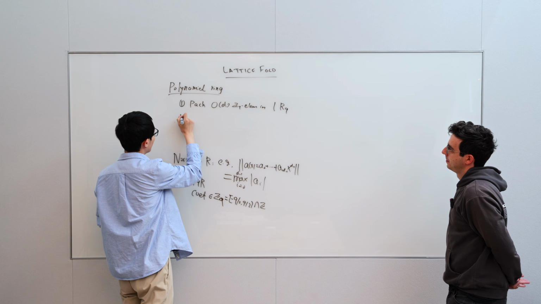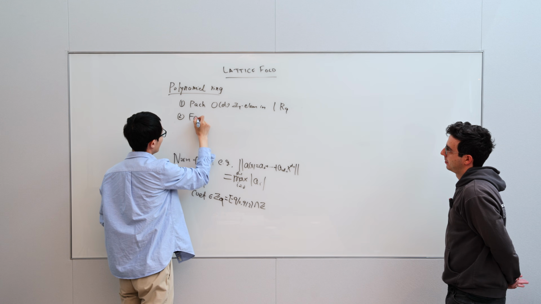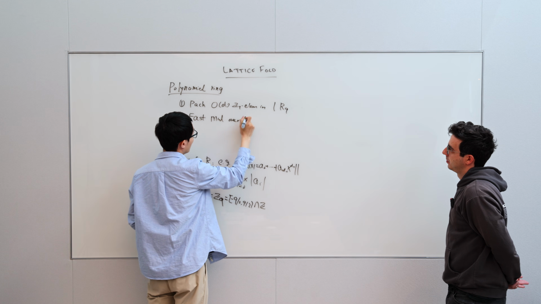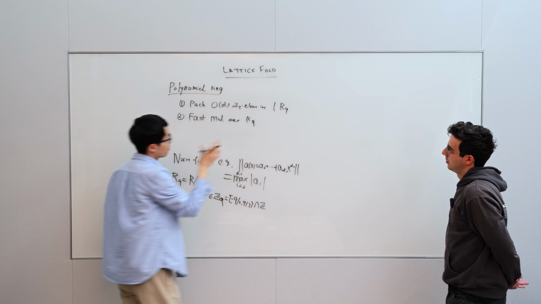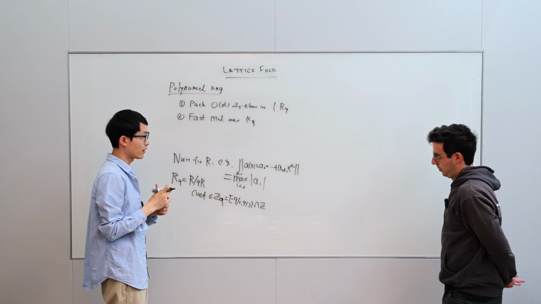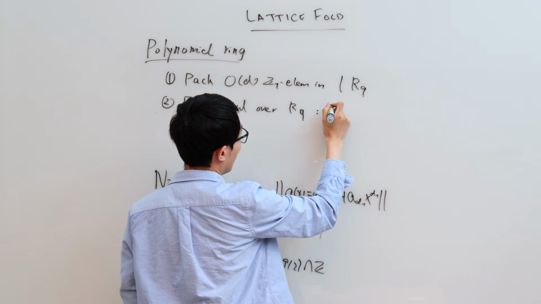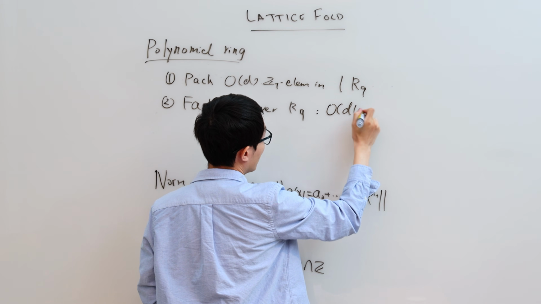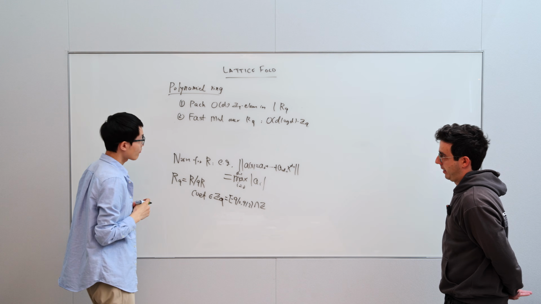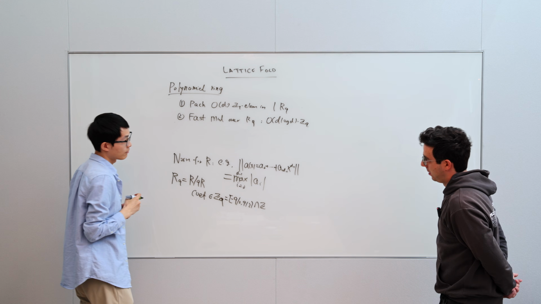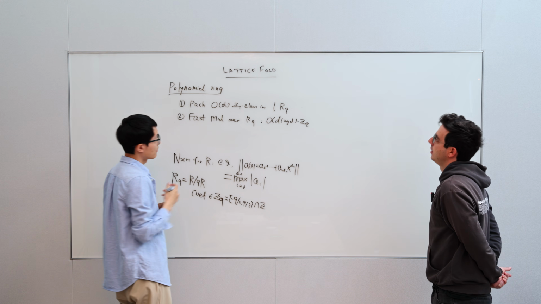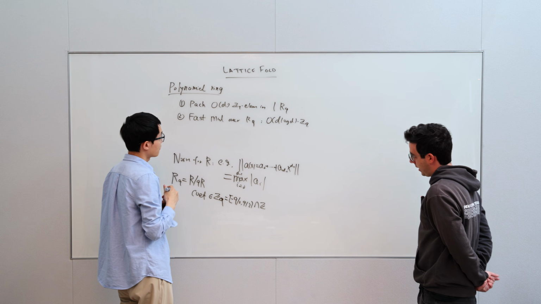And second, we have really fast multiplication over R_Q. Given two polynomials, we can compute their product in a much faster way, and essentially the complexity is only O(D log D) Z_Q operations. That's just the observation, I assume, that polynomial multiplication is the same as convolution, so you can take the Fourier transform, get pointwise multiplication, and then transform back.